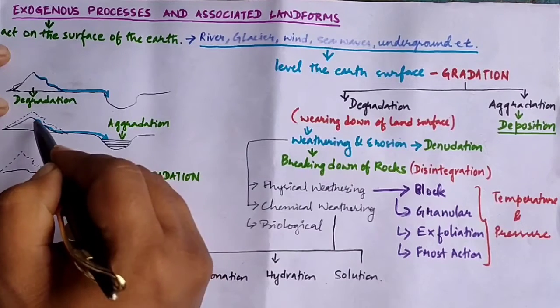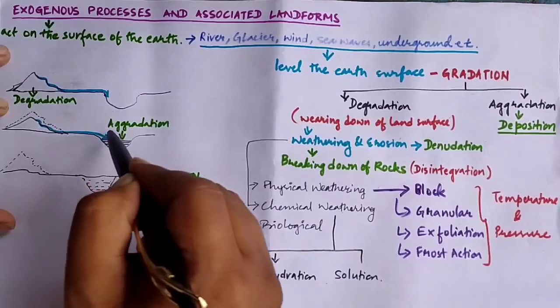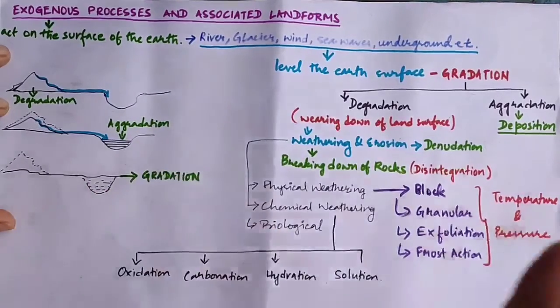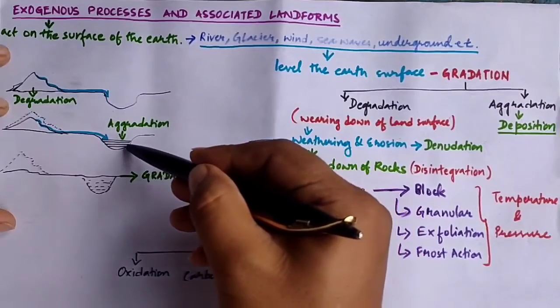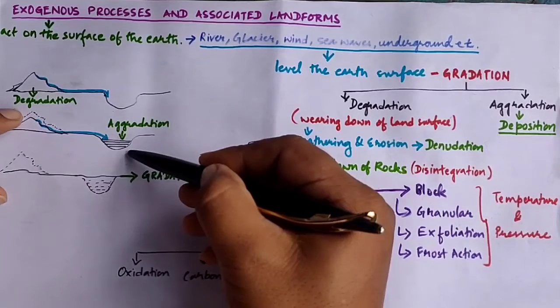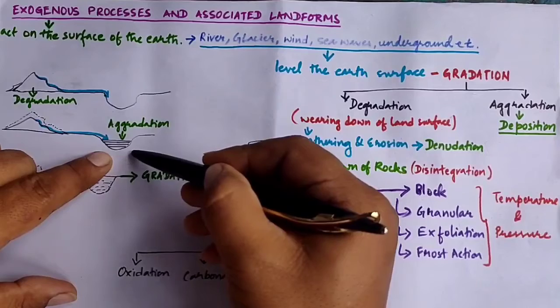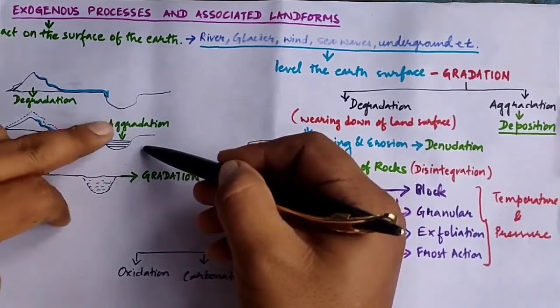The rivers will continuously erode away the materials from that place and deposit them into some low lying areas. So layer after layer the deposition will take place. As a result, there is a reduction of height taking place here, we call it degradation. In this place there is an increase in the height of the low lying areas, so we call it aggradation.